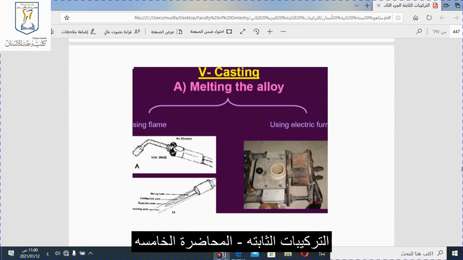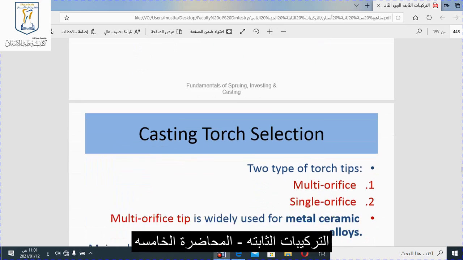This is the torch. It is either open, multi-orifice. Here it is multi-opening for the fires coming out, and sometimes it is pointed. It is one orifice, single orifice, or multi-orifice, multi-point through which the fire leaves. With a single orifice, there is only one orifice through which the fire leaves.